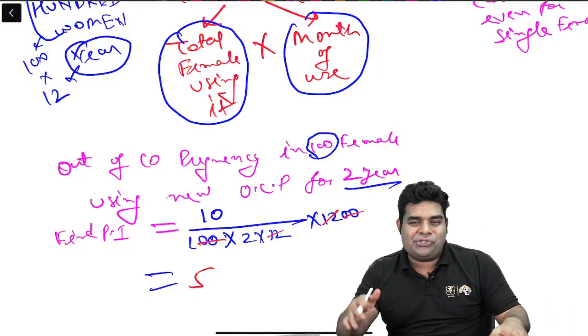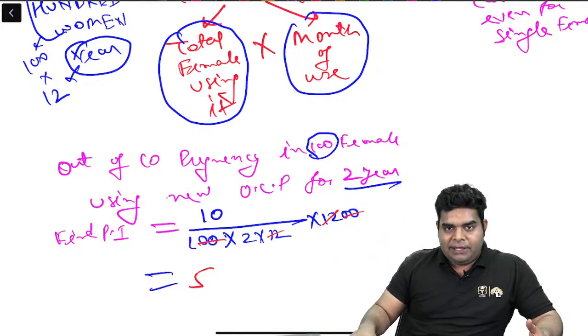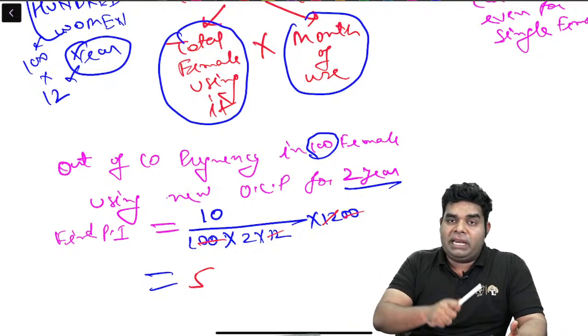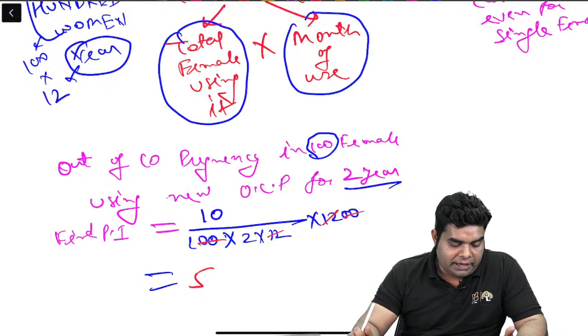This is the exact question which came in one of the previous years. So we use both components, total females and months of use, to calculate the failure rate.